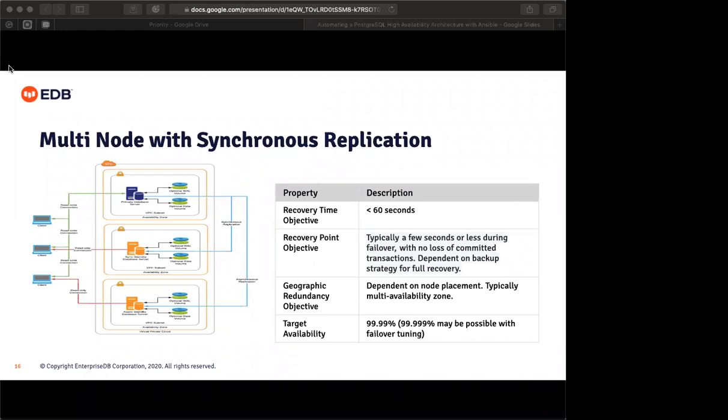With this architecture, you can get 4 nines, 5 nines. In some situations, people got 6 nines too, depending on the infrastructure, because it also depends on how quickly you can identify those failures and how quickly you can promote one of the replicas to be your new primary.